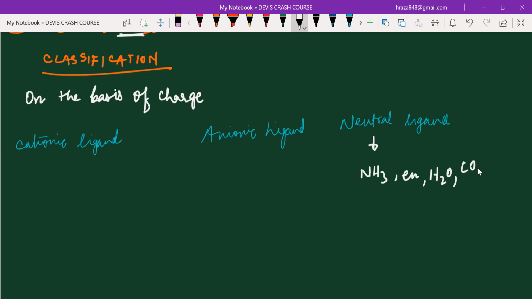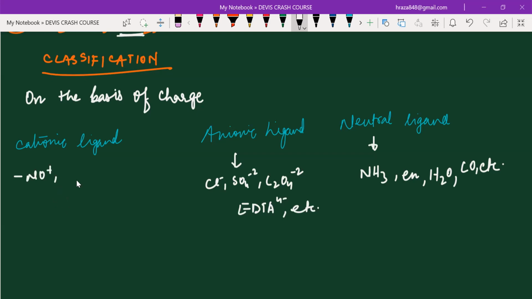When you do a lot of questions, you will come to know there are a lot of ligands that are neutral in nature. Then come to the anionic. Anionic is very famous, and most of the questions are from this anionic. C2O4 2-, and also there is EDTA 4-. We will see what it is. These are all basically your anionic ligands that have negative charge. Cationic ligands are very few that are used in our exams and everywhere, like NH3 positive, NH2 positive, etc. So this was the classification of ligand on the basis of charge.